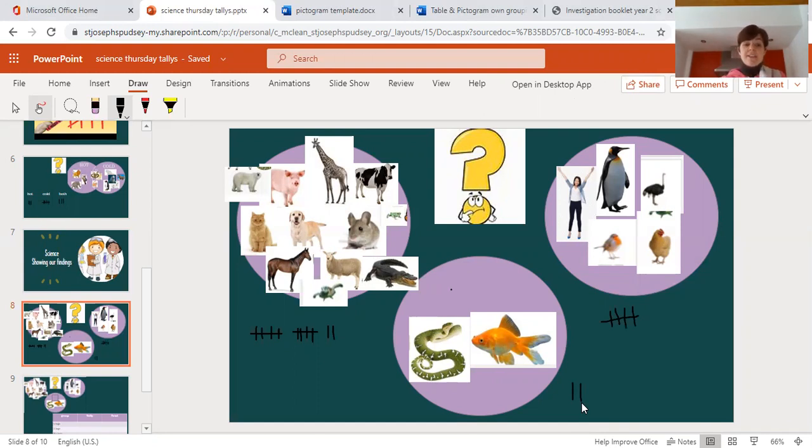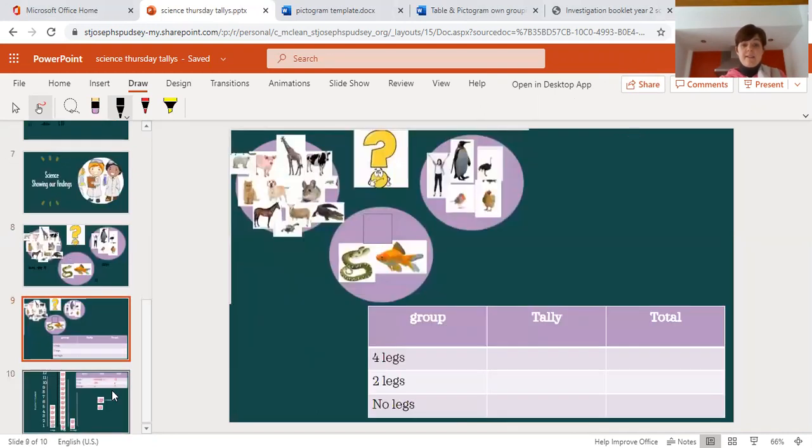Okay, and then when we've got these tally marks, we can put them into a table. This is what scientists use to show their results. They use what we call a table, and this sets it out really clearly. So in my table here, you can see that I've got the group. So we had a 4-leg group of animals, one with 2 legs and one with no legs. Then it says tally. So that's where we tally how many is in each group. And then it says total. Okay, so I'll show what we're doing with total in a minute.